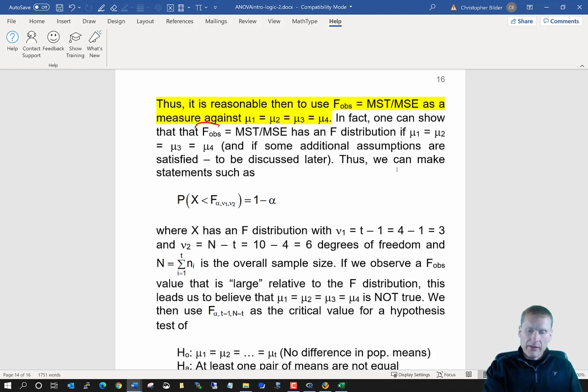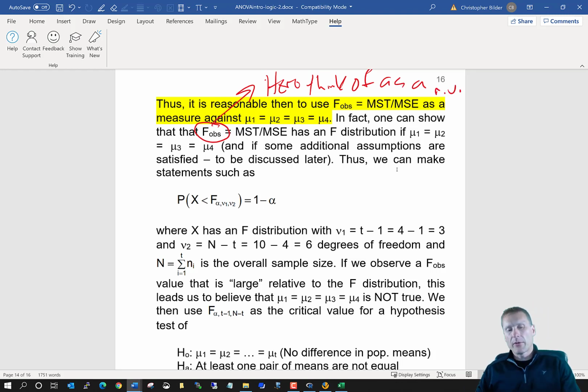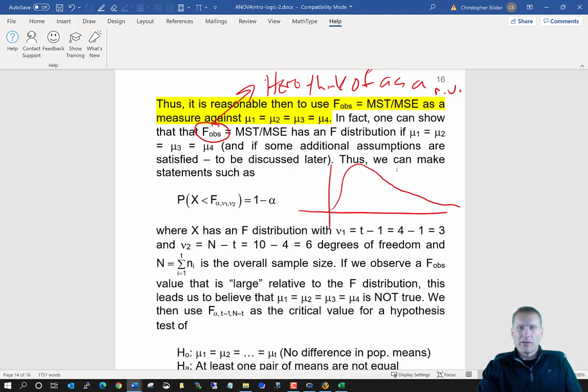And so we've got to be careful with our notation. I know it can be confusing. Here, think of this as a random variable, RV for random variable. So the statistic here has an F distribution. So that means that, if the null hypothesis was true, let's say that this is the F distribution. It's going to look something like this. It's not a perfect diagram.